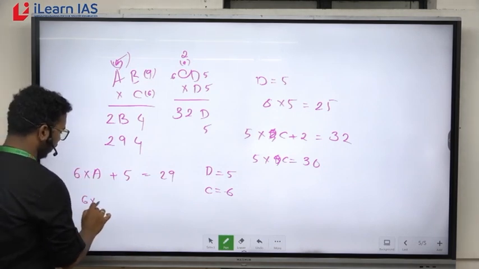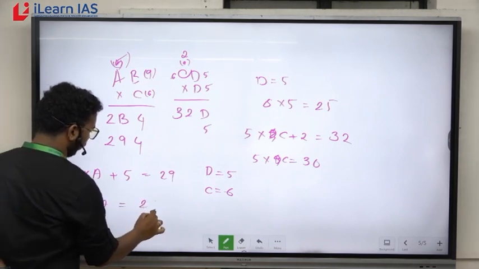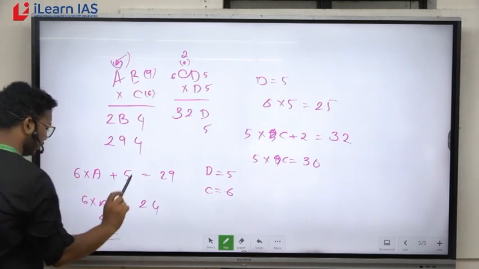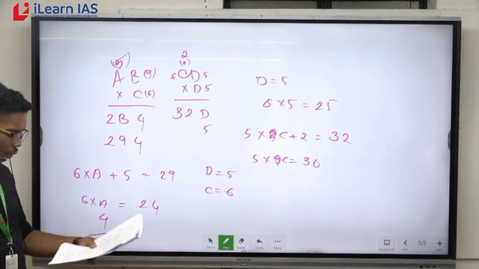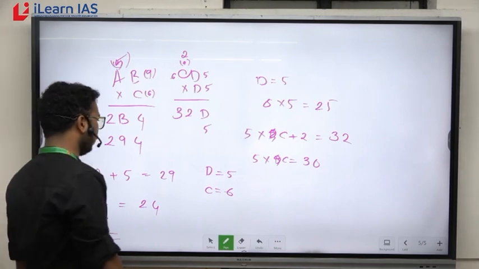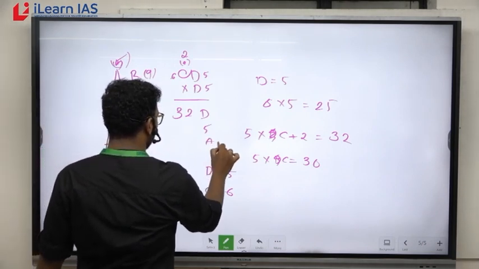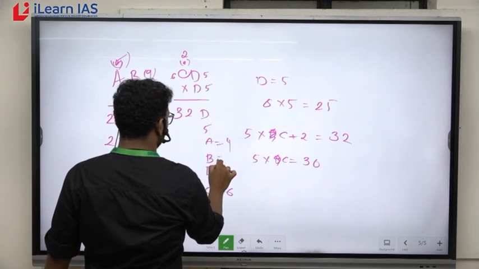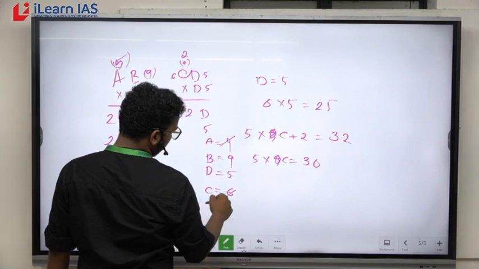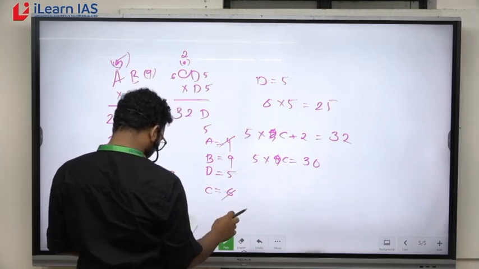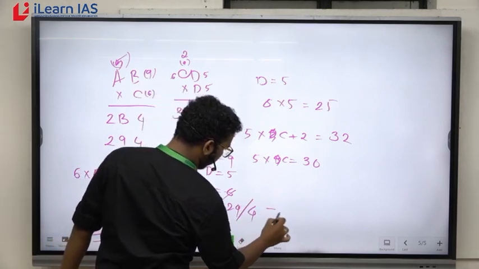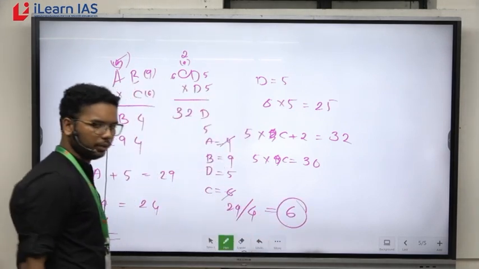6 into A equals 24. So എയുടെ വാല്യൂ എന്ത് കിട്ടും? A will be 4. നമുക്ക് ചോദിച്ചിരിക്കുന്നത് എന്താണ്? A plus B plus C plus D, all divided by 4. A എന്താ? A is 4. B is 9. സം എന്താണ്? 10. 10 plus 14, 10 plus 14 is 24 by 4. That equal to 6.